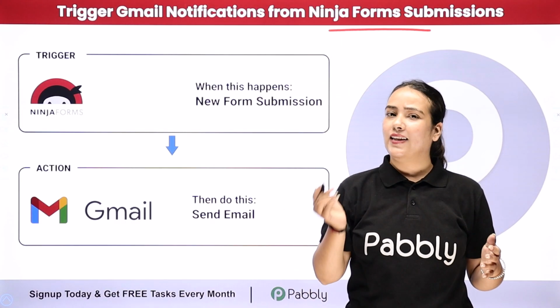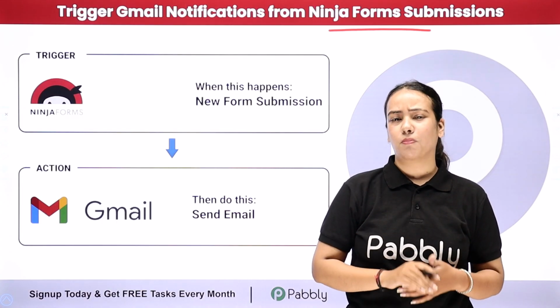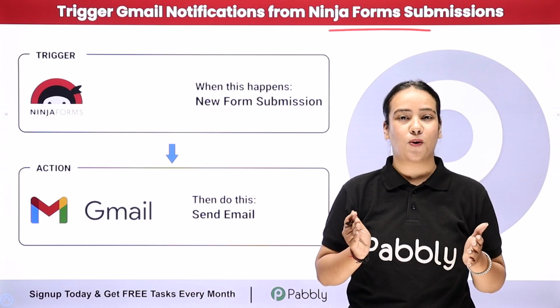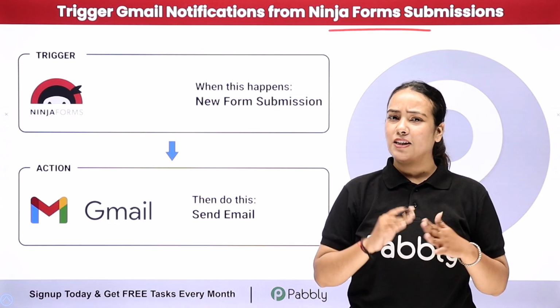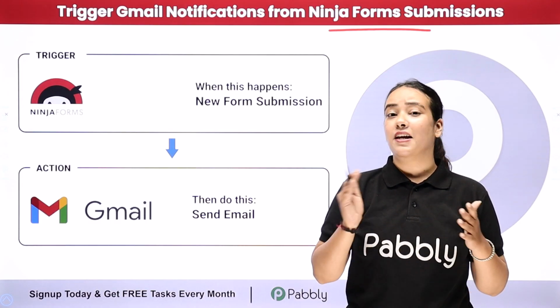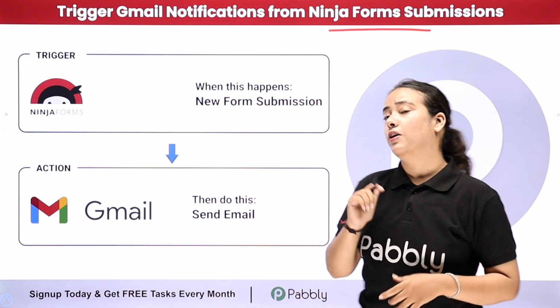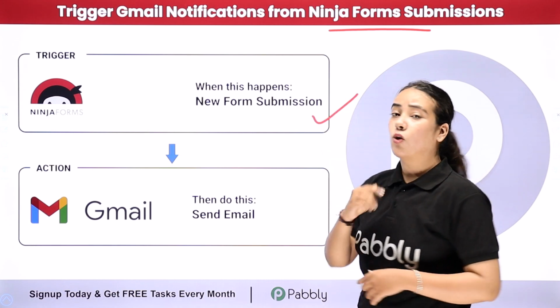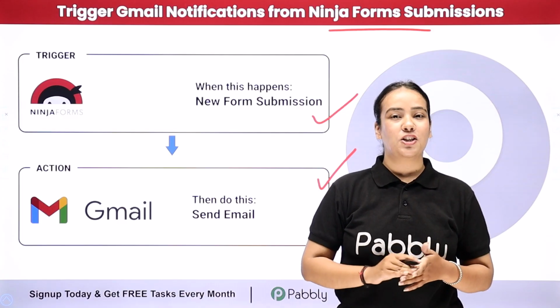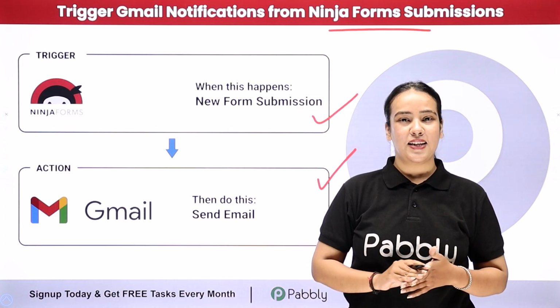Now imagine you are collecting data with the help of Ninja form and you want to send personalized email to each and everyone who is filling this form. Doing it manually would be a time-consuming and hectic task. That's where Pabbly Connect makes a huge difference. With the help of Pabbly Connect, whenever a new form submission happens, it is automatically going to send a personalized email. If you want to make this automation for yourself, then let me take you to my screen.